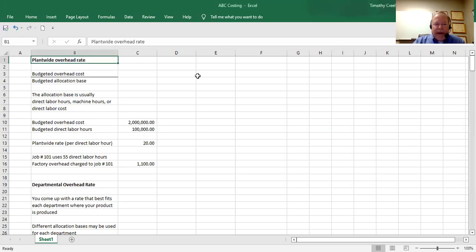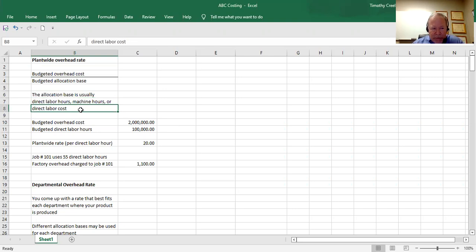Now, let's start with the plant-wide rate. A plant-wide rate is probably the easiest rate. I think its biggest advantage is its simplicity. The formula would basically just be budgeted overhead cost divided by a budgeted allocation base. And the allocation base is usually direct labor hours, machine hours, or direct labor cost.